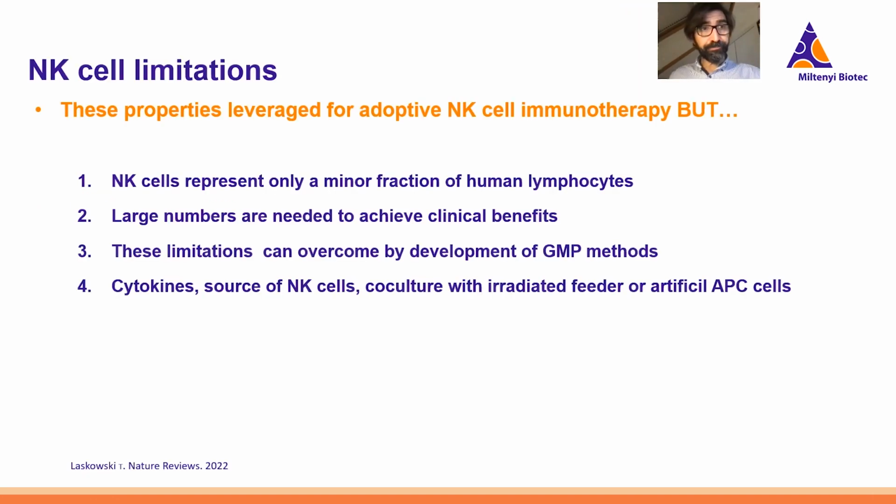with very nice clinical data. However, we know there are some limitations with NK cells. They are very nice, but NK cells represent only a minor fraction of human lymphocytes, so we need a large number of NK cells to achieve clinical benefits. These limitations can be overcome by developing expansion protocols and GMP methods. We can use different methods, for example cytokines, or different sources of NK cells. We can co-culture with irradiated feeders or artificial antigen-presenting cells.